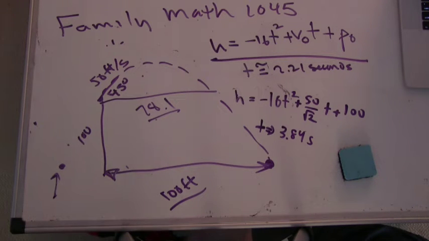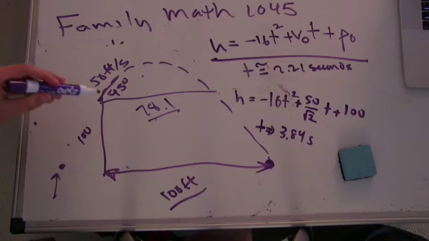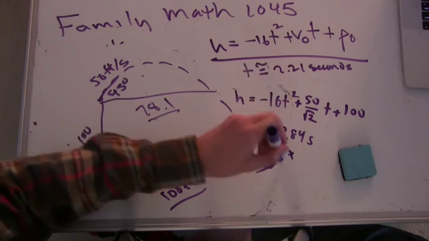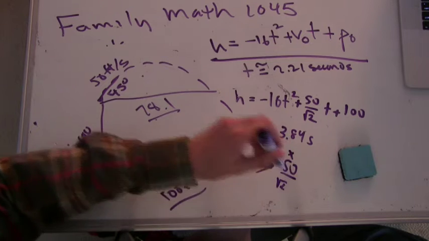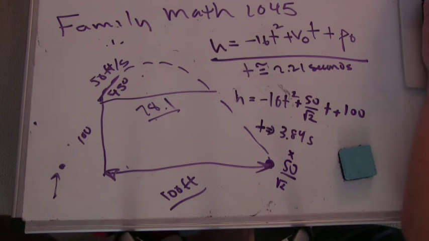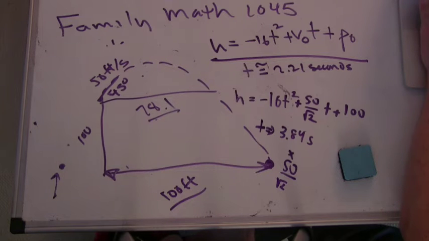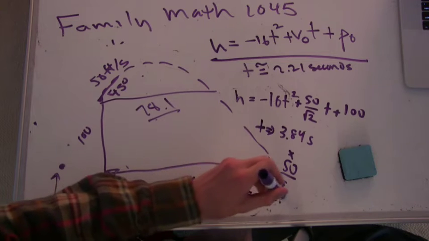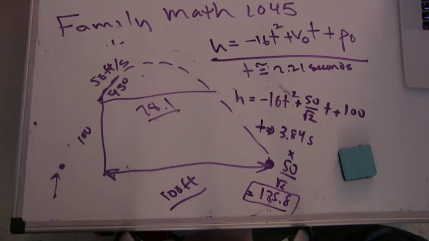That's going to tell us, when we use our horizontal, we just multiply this times 50 over root 2, and that tells us our horizontal distance. What did I say? It was 3.84? Right, so that's 135.8. Okay.